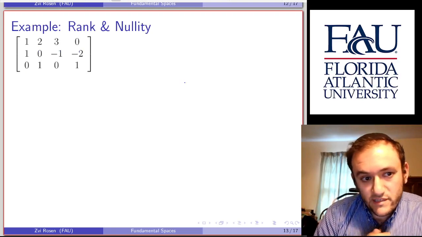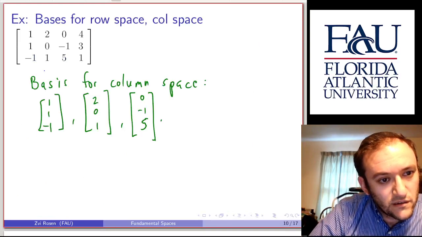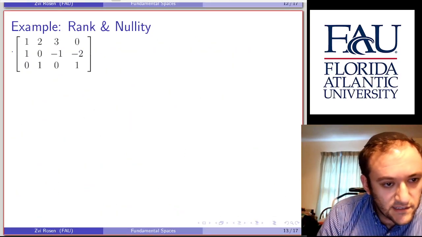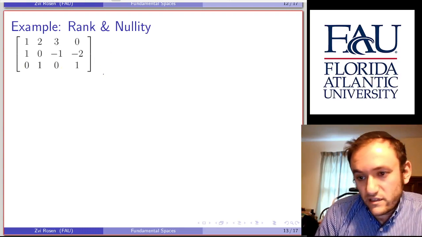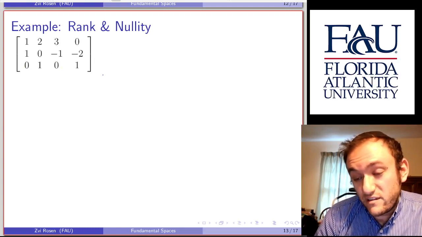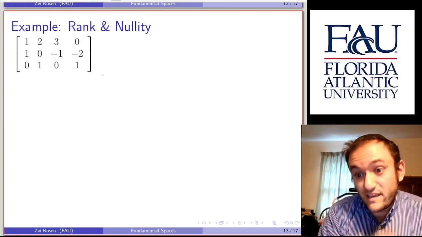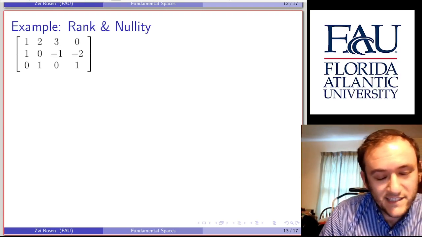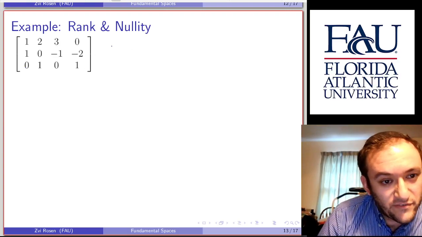So let's compute this in an example. This is slightly different from the earlier matrix. So let's just compute this directly. We want to compute the rank and nullity of this matrix. So it's enough to find the dimension of the row space and the null space, right? Because the column space will have the same dimension as the row space. So let's do rank first.